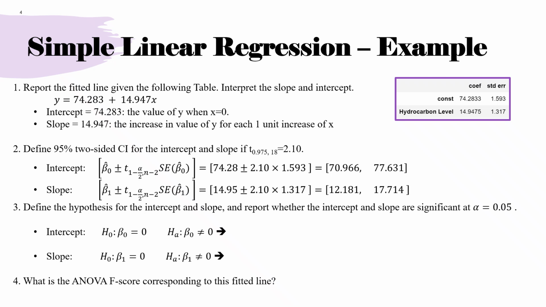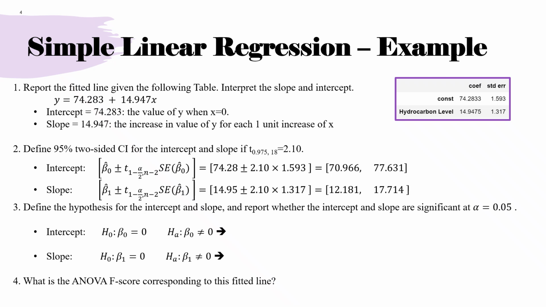The 95% confidence interval for the slope ranges from 12.181 to 17.714. This interval has a clear practical interpretation. It indicates that we are 95% confident that for each 1 unit increase in hydrocarbon level, the expected oxygen purity increases by between approximately 12 and 18 units.